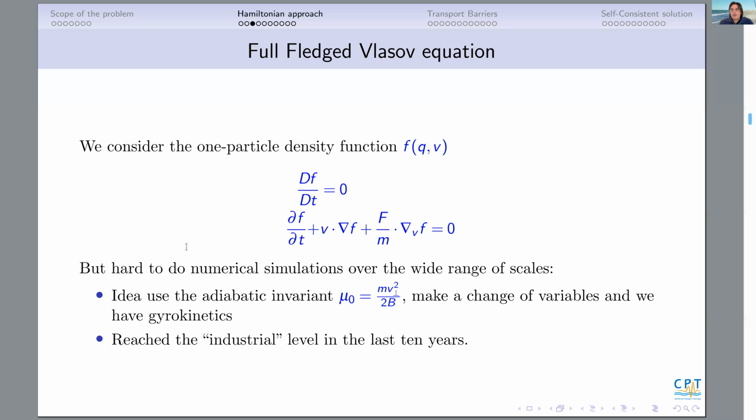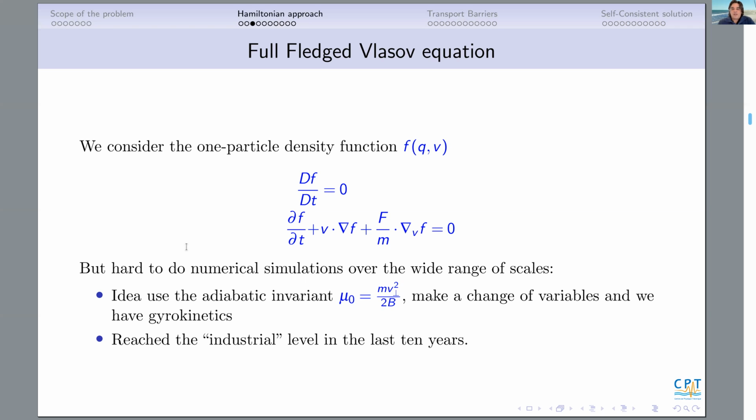And also what is nice is that when you ignore this fast rotation, instead of going to the few gigahertz, you can go to the megahertz scale. So you gain 3-4 orders of magnitude in time. So when you want to perform a simulation, it becomes feasible with current computing power. Those gyrokinetic codes have reached in the last 10 years about industrial level, meaning they're running everywhere and people are trying to analyze the results of these codes.